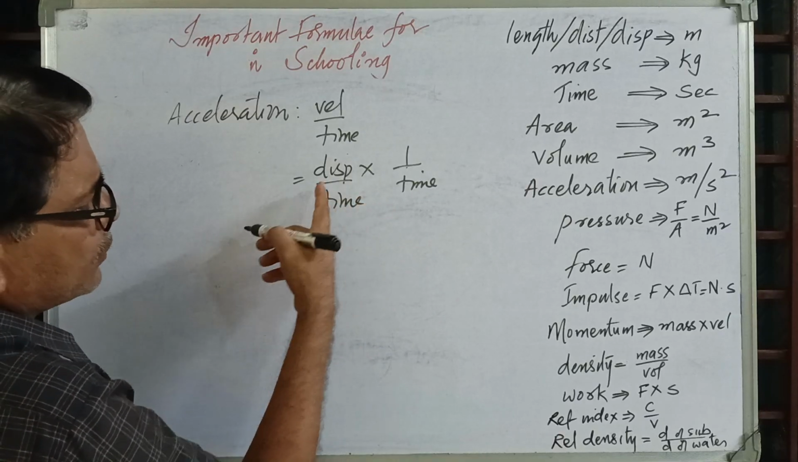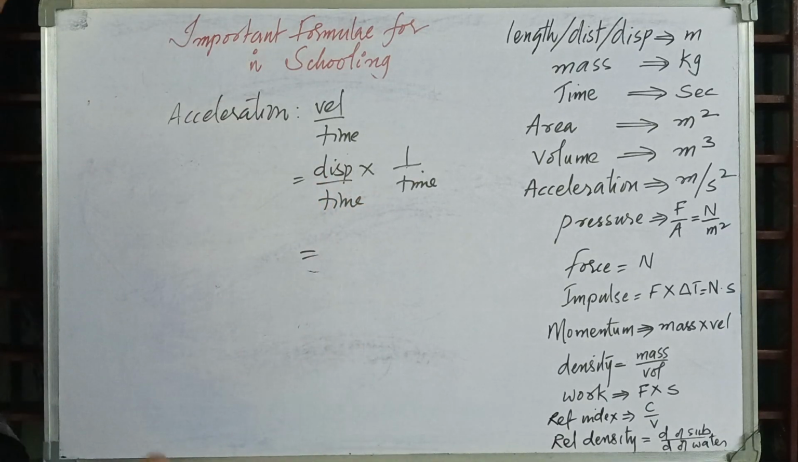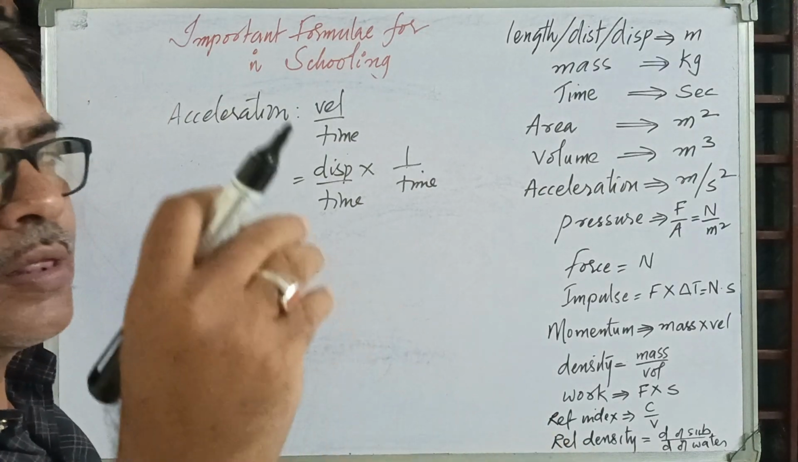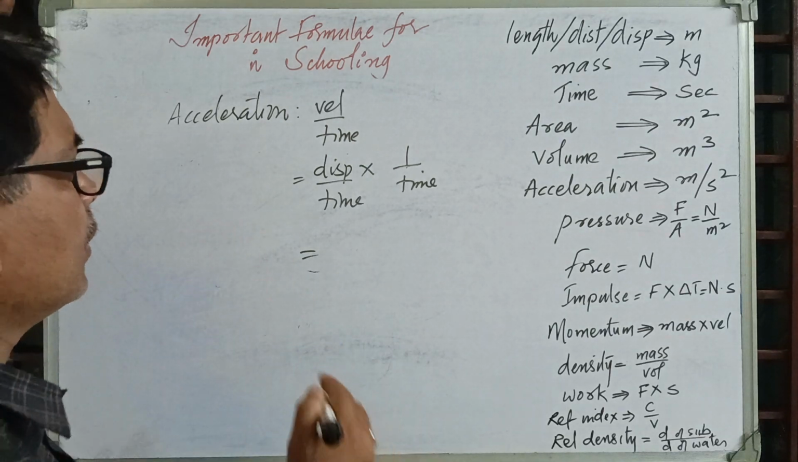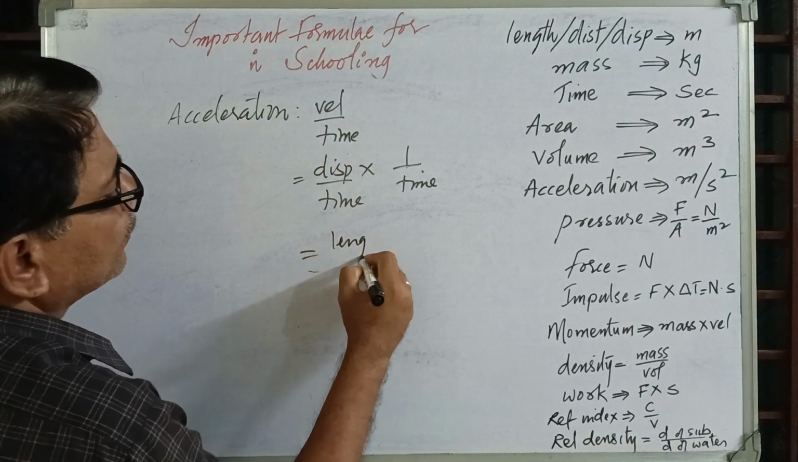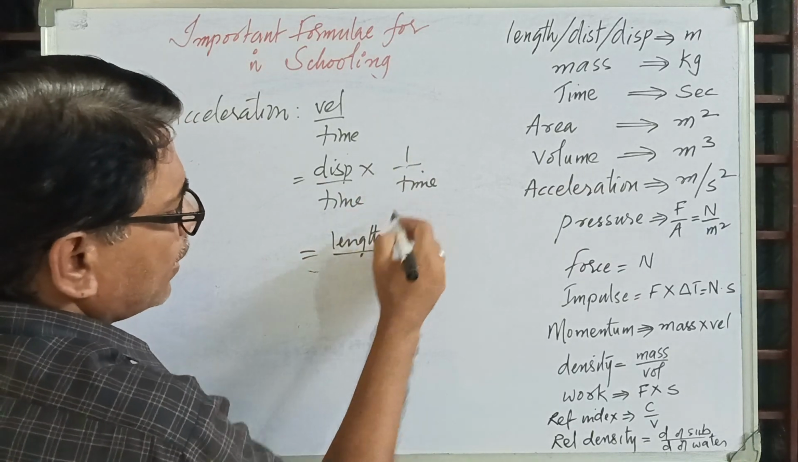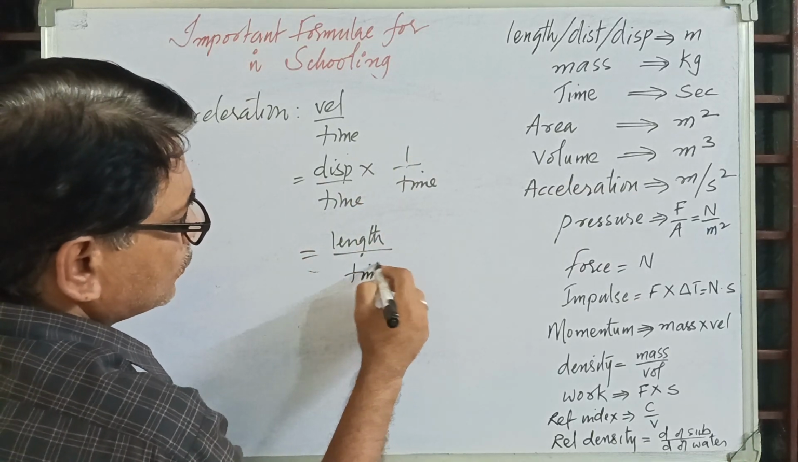Okay, now finish. Distance, displacement, length, height, width, everything means nothing but length. So it's length, length into 1. Therefore it's length only. What do I have here? Time into time. I have time square.